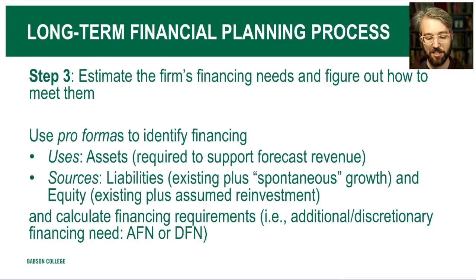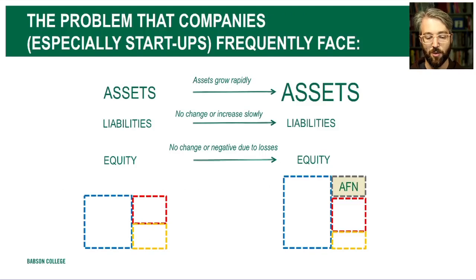Okay, so we've figured out how much we think the firm is going to use. That's our asset forecast. We've figured out how much the firm is likely to have available to it to buy that stuff, either in the form of liability and equity finance. And then we're going to compare those two and try to figure out, does the firm have additional financing needs, sometimes also called discretionary financing needs? So where do those needs come from? What's the problem? Well, I've already alluded to this earlier. The issue comes if the asset forecast is in excess of the liability plus equity forecast.